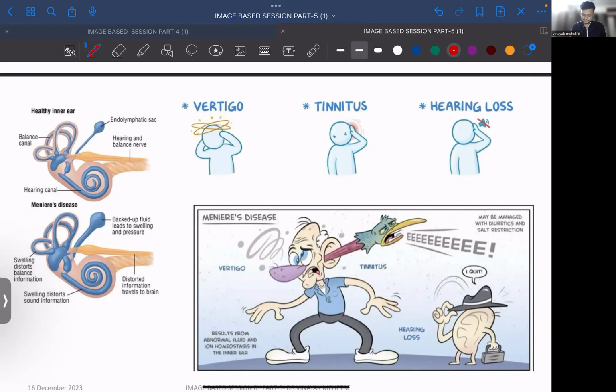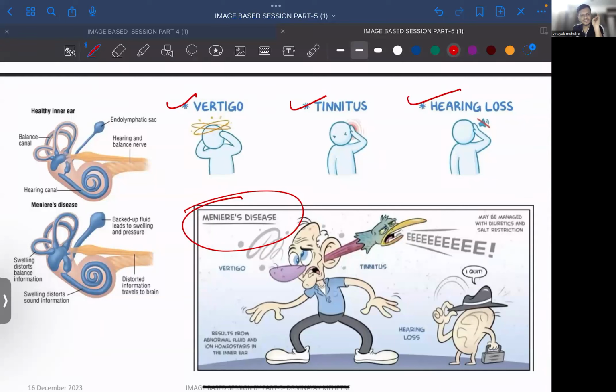A middle-aged guy presented with vertigo, tinnitus, hearing loss. As soon as there is a loud voice, the patient will have vertigo and collapse. The name of the disease is Meniere's disease. Middle aged, vertigo, tinnitus, hearing loss.